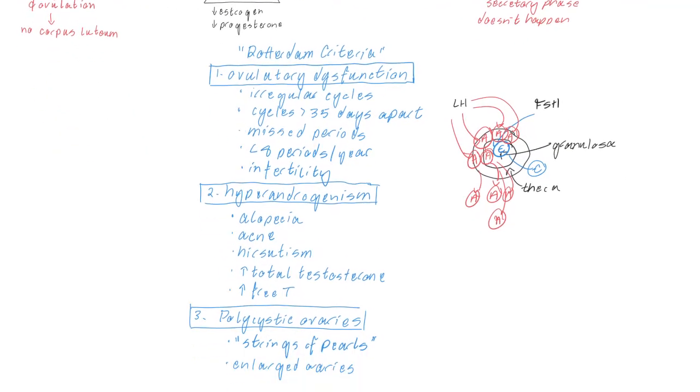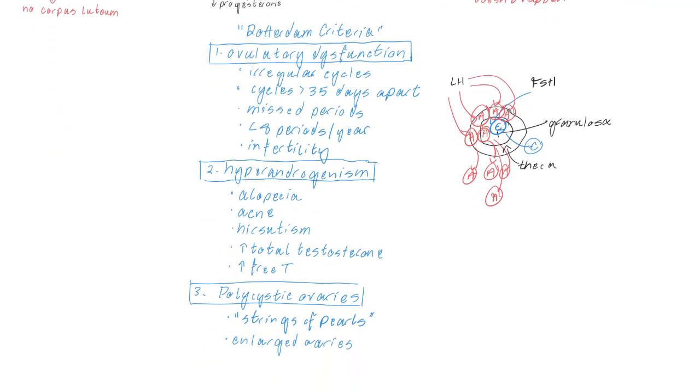To be diagnosed with PCOS, you need 2 out of 3 of the Rotterdam criteria. It could be any 2 out of 3. Some people might have 3 out of 3, but you need at least 2 out of 3 to be officially diagnosed. Ovulatory dysfunction, which manifests as all sorts of problems with menstruation.